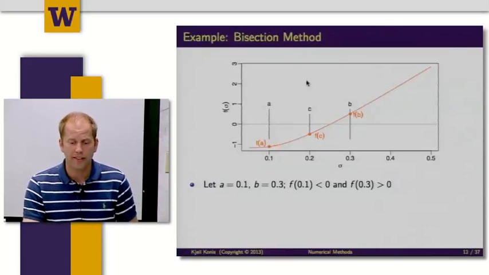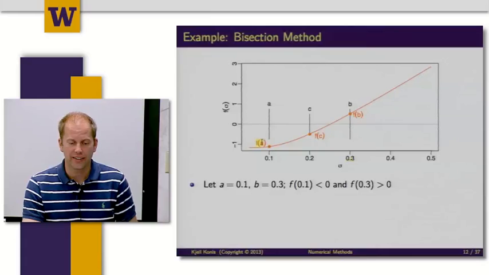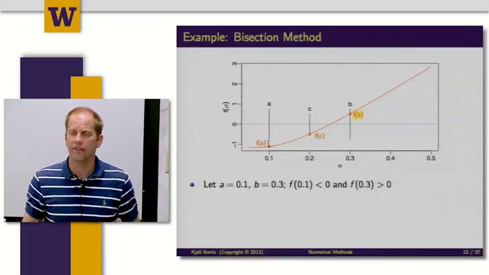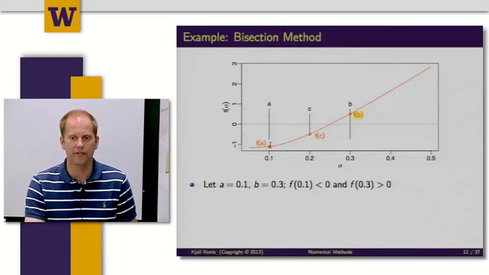So this is what bisection will look like. I started off with 0.1 and 0.3 as my initial interval. Then I evaluate the function at 0.1 and at 0.3. At 0.3 the function is positive, and at 0.1 the function is negative. That's my starting condition. This is a condition I want to always preserve as I go through the iteration: the sign of the function at one endpoint of the interval has to be the opposite of the sign of the function at the other endpoint.